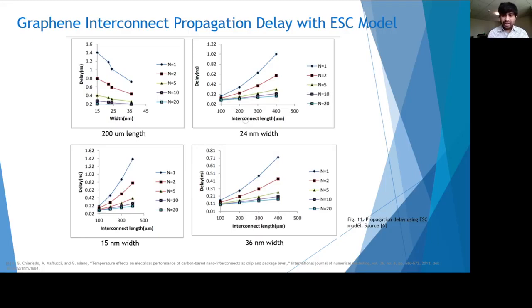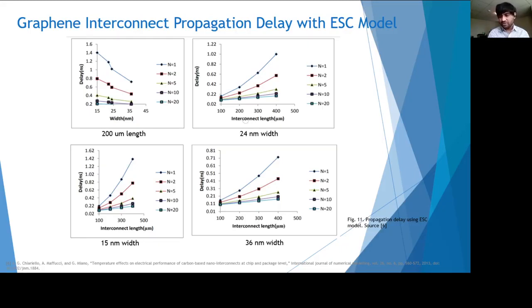So for example, comparing n equals 2 and n equals 20 for 15 nanometer width, increasing length by 4 times, hang on, I think I messed that up. If you compare n equals 2 and n equals 20 for 15 nanometers, increasing length by 4 increases delay by 2 times for n equals 20, but 4 times for n equals 2. So having more layers definitely helps.